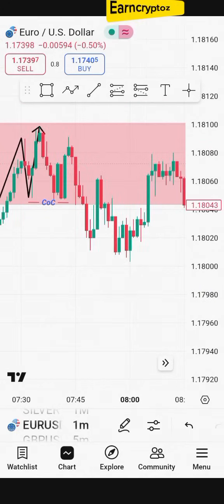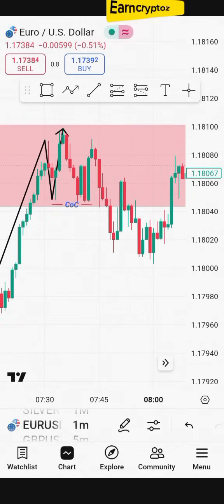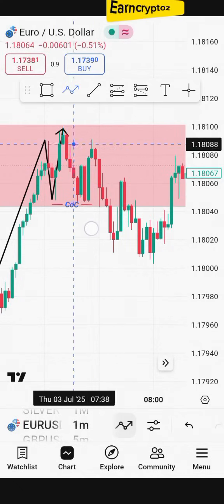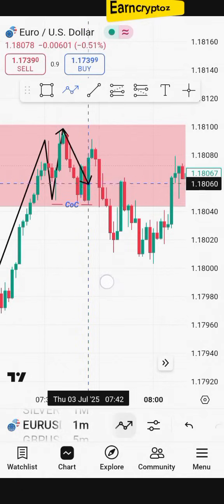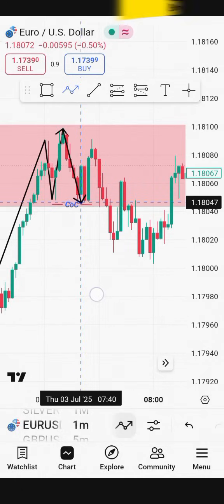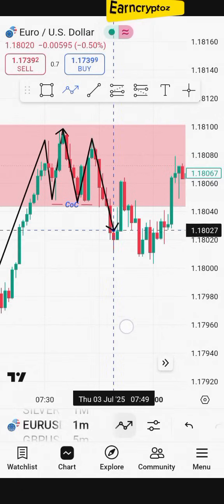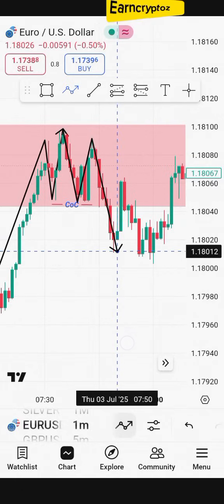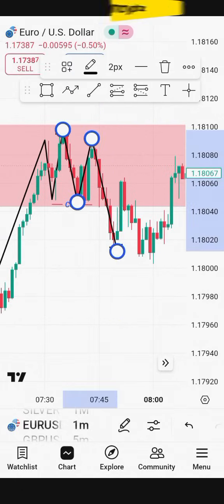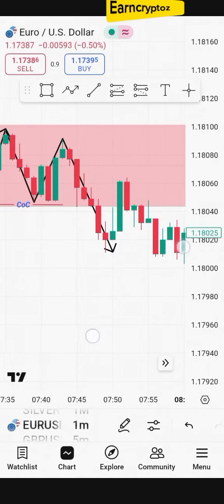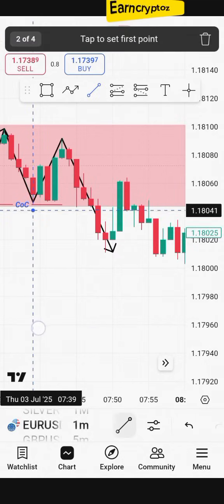And what happened next? We had a valid pullback and a break of structure forming the BOS. You can see it right there. You can write it there so that you can always remember.